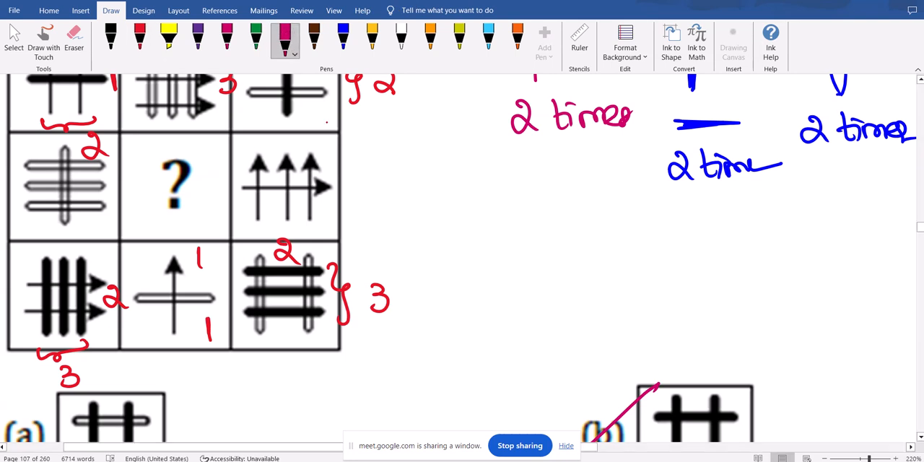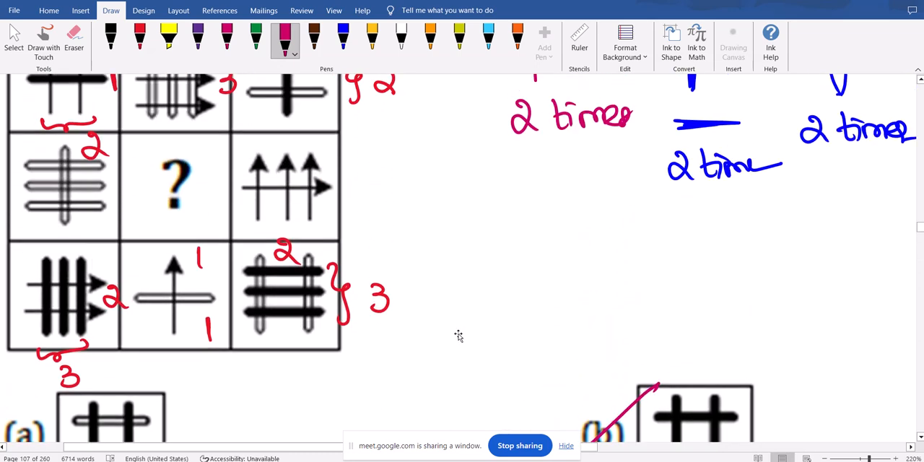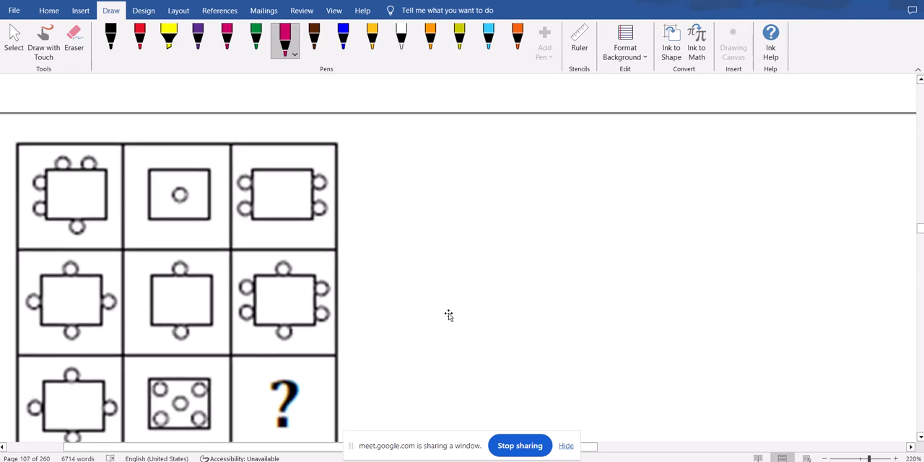So, what's the answer for this one? Option B. Right, so go for the next one.